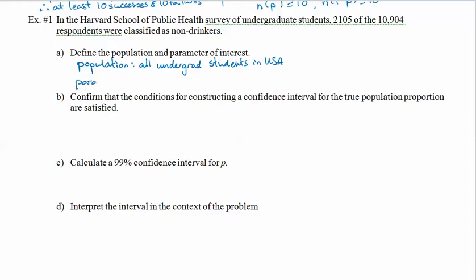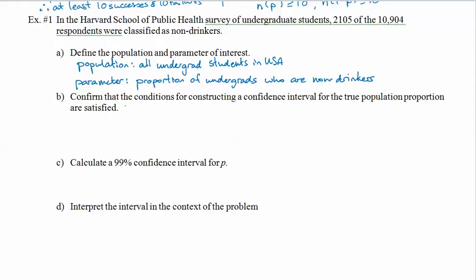And the parameter that we are looking at is the proportion of the undergrads who are non-drinkers. So we need to confirm the conditions for constructing a confidence interval for the true population proportion. Confirm that the conditions are satisfied. So remember, you need to do this before you actually calculate your confidence interval.